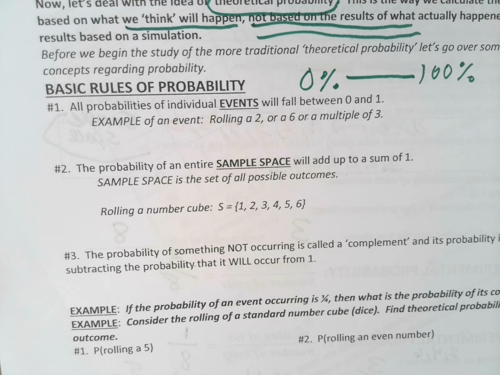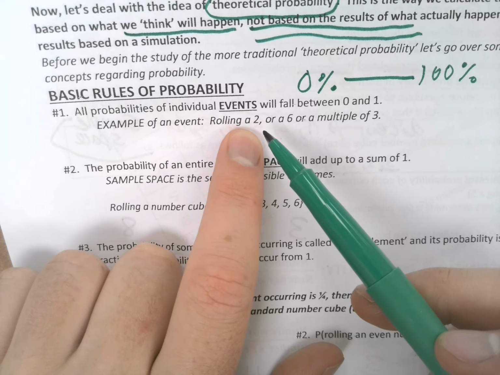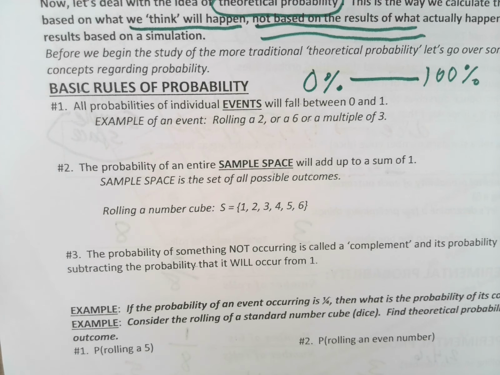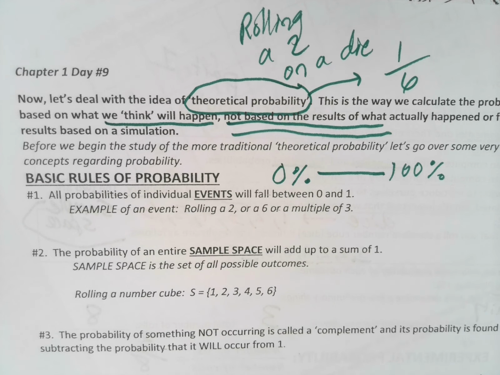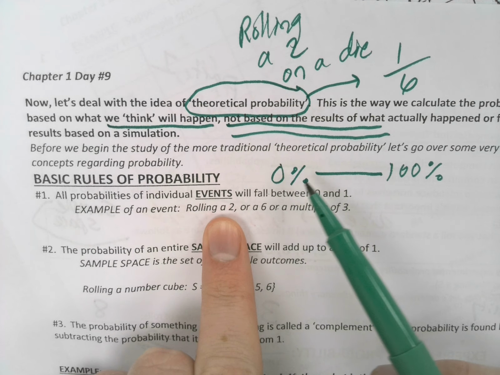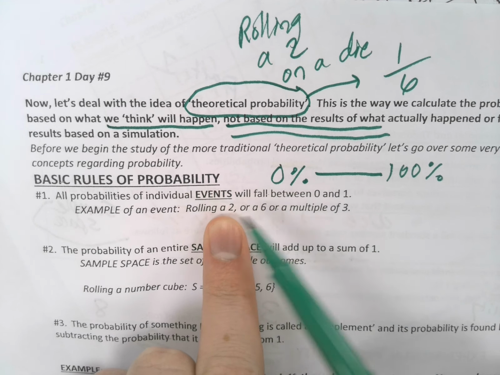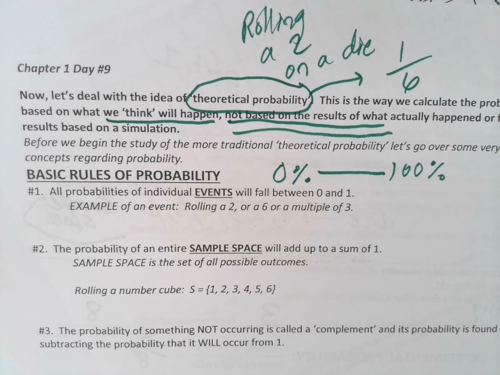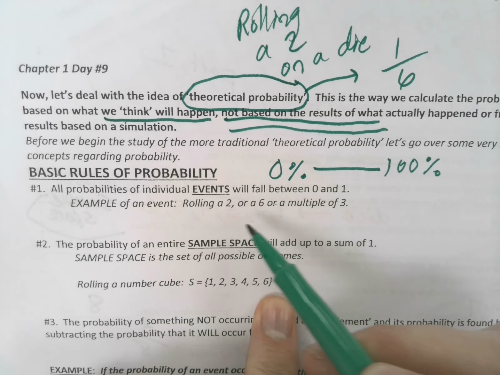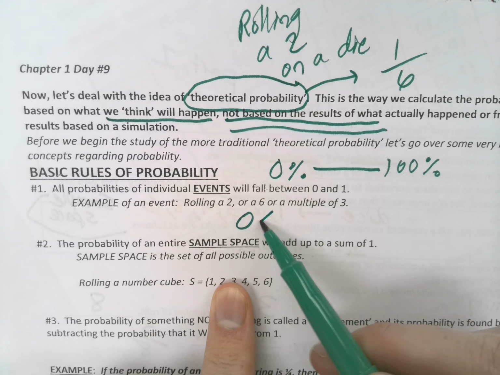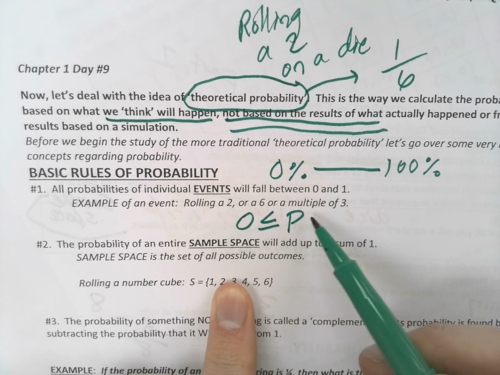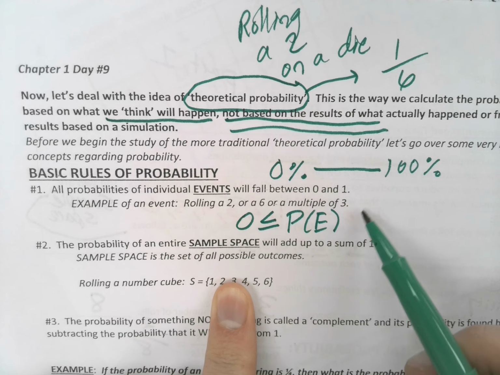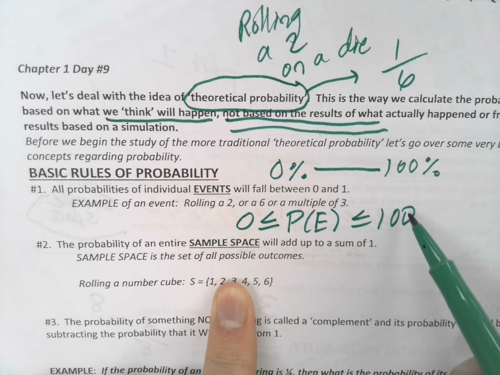So, for example, if you are trying to roll a 2, or a 6, or a multiple of 3, these are all events that have at least maybe a 0% chance, but most likely, theoretically, they're going to have somewhere between a 0 and a 100% chance of happening. You sometimes will see this written as 0, and the probability of an event happening has to be greater than or equal to 0, but less than or equal to 100.